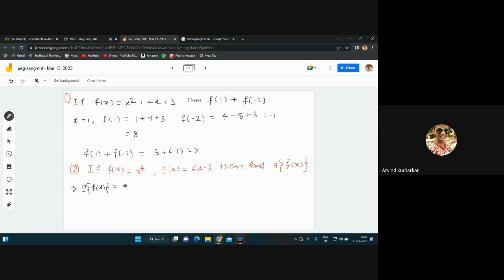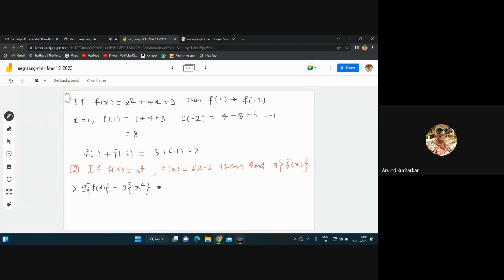g of f of x. What is f of x? f of x is x raised to 4. Now next, to find g of x raised to 4. What is g of x? 6x minus 2. So in place of x, you substitute x raised to 4. Whatever change you are making in the function, the same change should be there in the RHS.